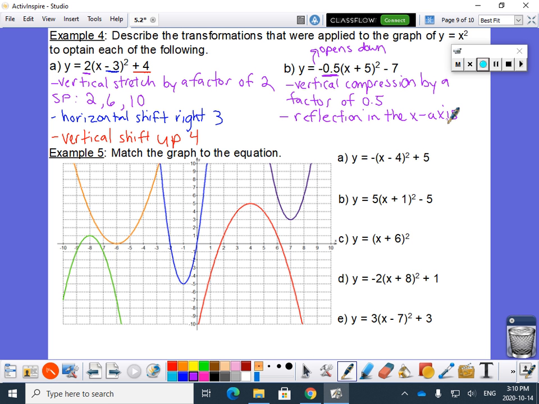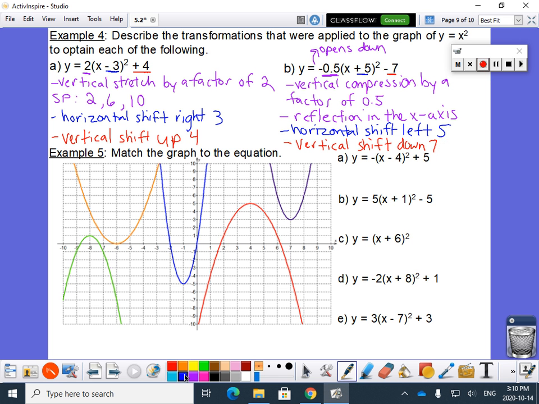Okay, so now let's look at this value here. So for P, we have positive 5 there. So when we have a positive inside the brackets, we need to memorize that one, it's a horizontal shift. And when it's positive inside the brackets, we're going to shift left 5. And then lastly, this guy here is a vertical shift. And because it's negative, it's down 7.